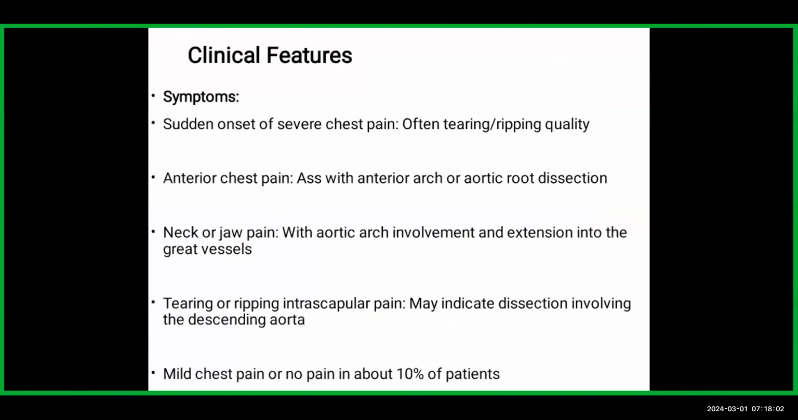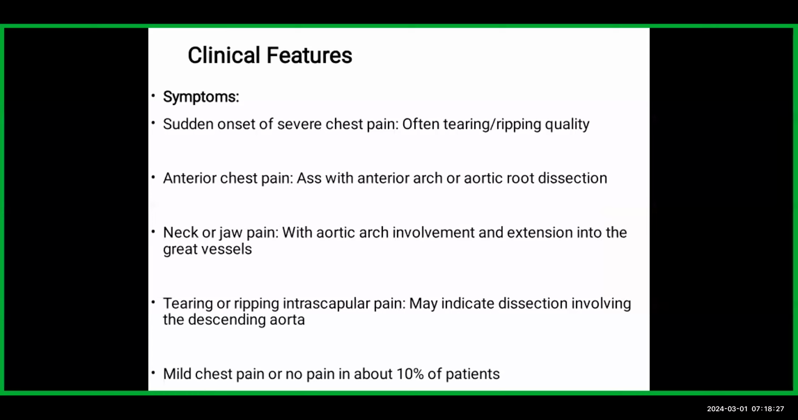And for the clinical features, they will present with sudden onset severe chest pain, usually described as tearing or ripping in quality. It can radiate to the back, and they can have neck or jaw pain depending on the vessel involvement. So when it's involving the descending aorta, they can have intrascapular pain.